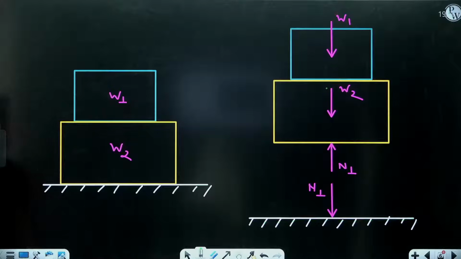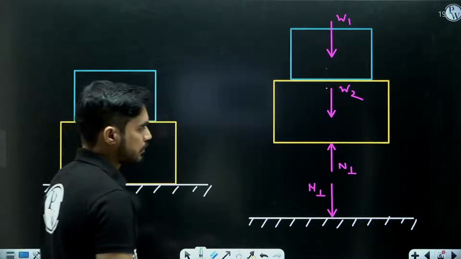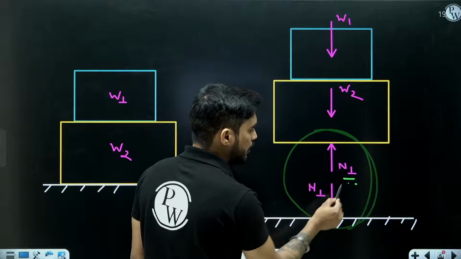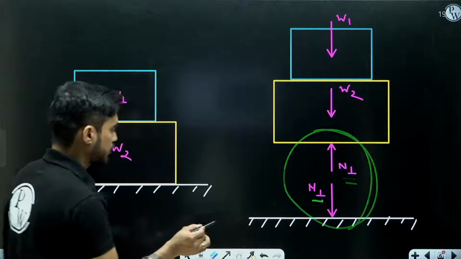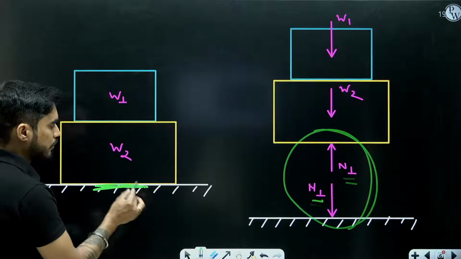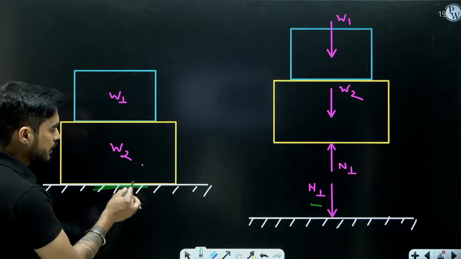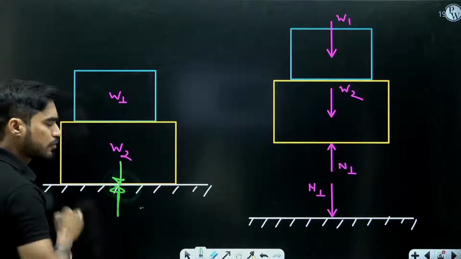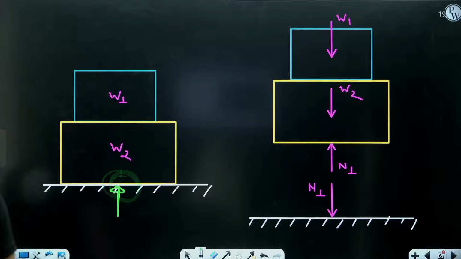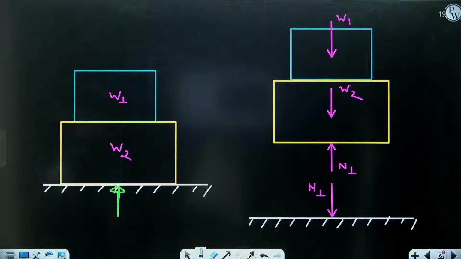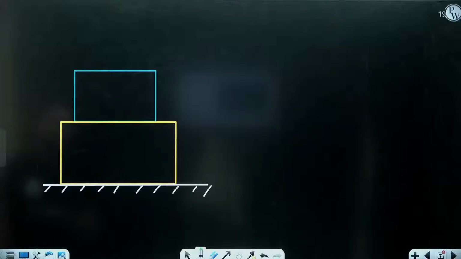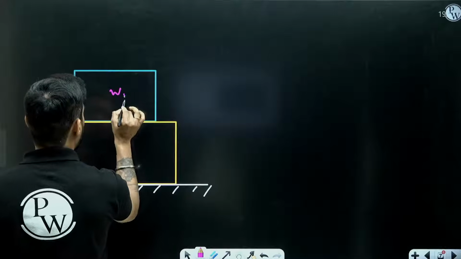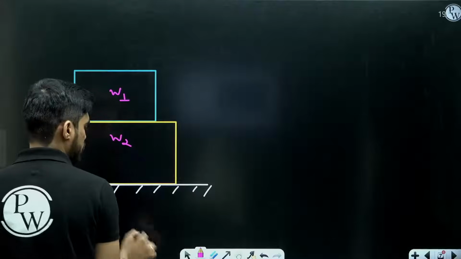Okay. Now understand this. When these two are together, this N1 and this N1 are cancelled. Can you see this diagram? When the yellow box and the surface are together, there is no force here. Why? Because both are applying equal and opposite force on each other. So it gets cancelled out. Okay. Now in the second case, what I am going to do is, I am going to isolate blue box as well as yellow box.